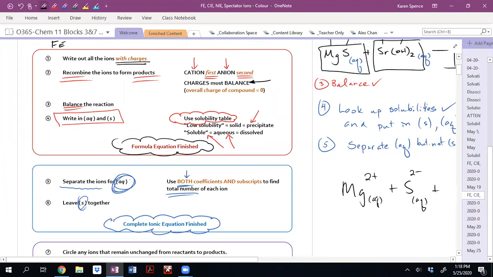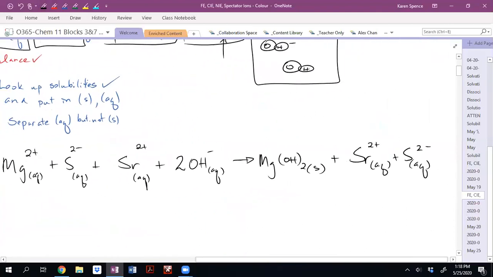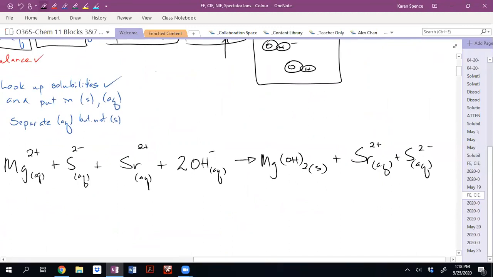It's just 5 and 6, I guess. 5 and separate the ions, leave the solids together. I could have put that as 1 step. I'm not quite sure why I made it 2 steps. But anyway, separate the aqueous, leave the solids together. That's your complete ionic equation.